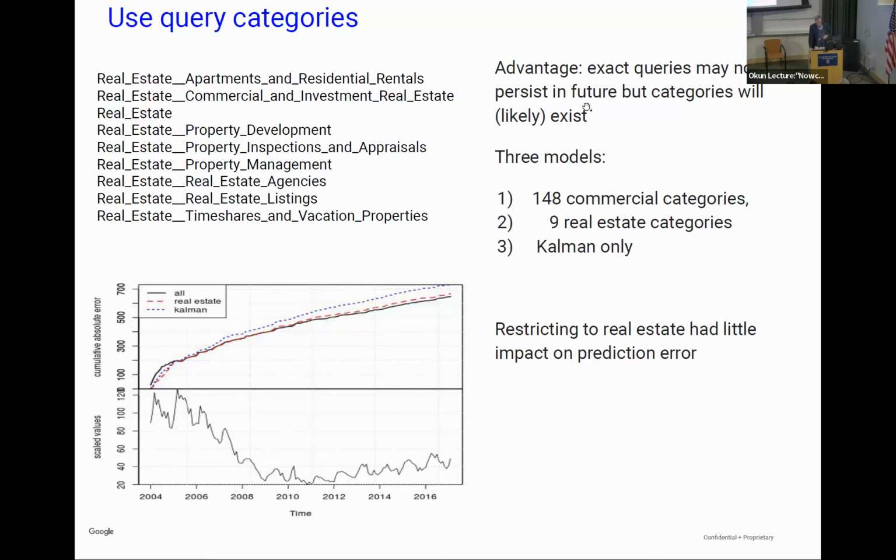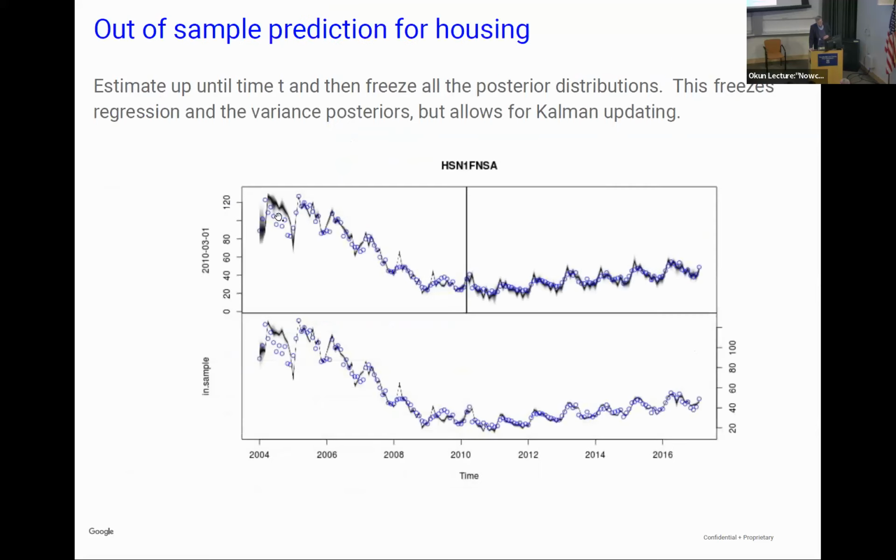But exact queries may not persist in the future, but categories will. And my restriction to real estate, versus what happens if I gave it a big set of possible regressors to use, didn't make much difference. Really didn't make much difference. So this is what the out of sample prediction looks like. Same general idea, it freezes the regression.